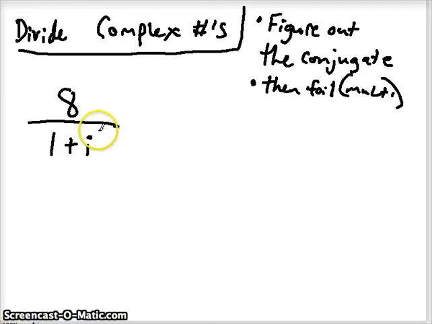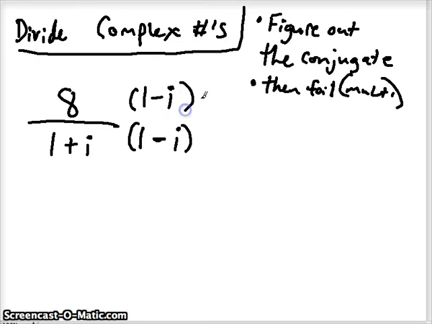Okay, we have 8 divided by this complex number here, 1 plus i. First, we need to figure out the conjugate. Remember, a conjugate is basically the same thing as this, except we change the sign. So the same values, but we change the sign to the opposite of whatever it is. We have to multiply the bottom and the top. Anything you do to the denominator, you got to do to the numerator. Okay, and then we can simplify this. All right. So that's really the process.